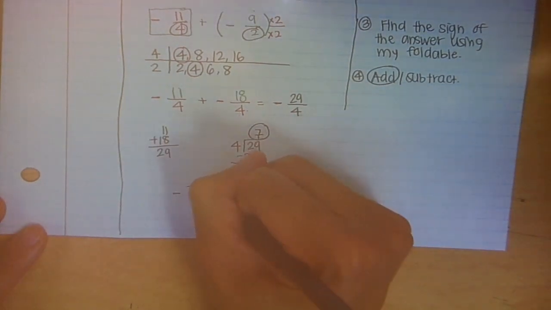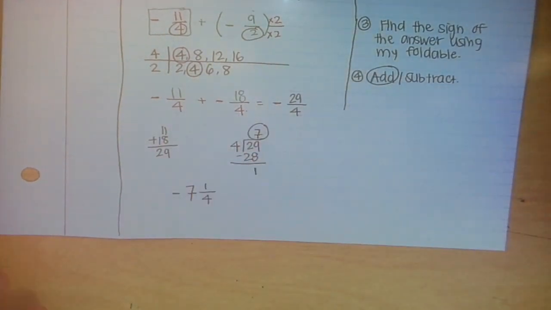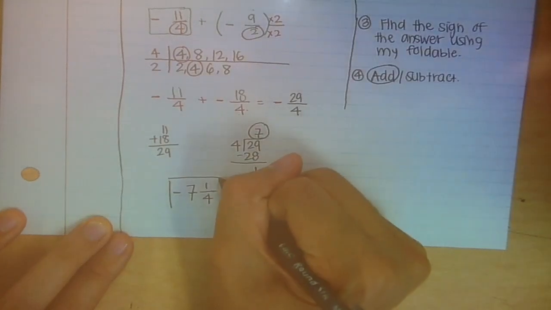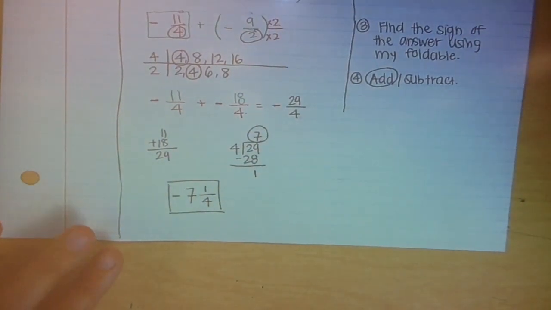and the remainder is the numerator, and the denominator stays the same. So this is my final answer, negative 7 and 1/4.